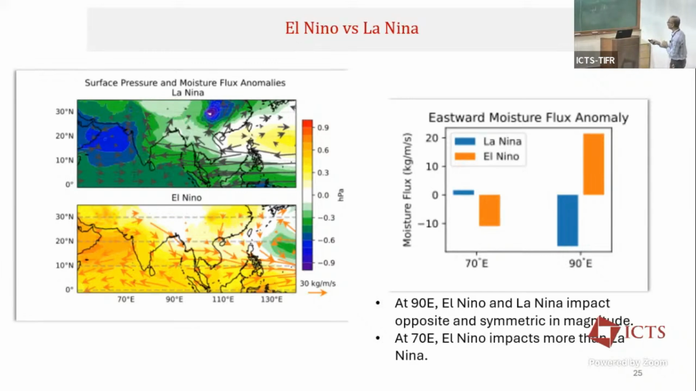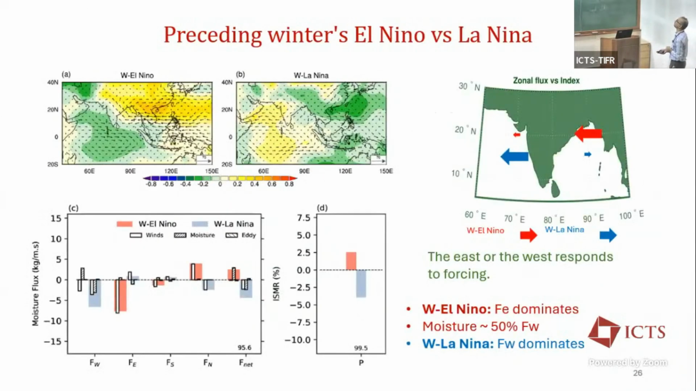So, my point is, look at the asymmetry in the flux convergence during El Ninos and La Ninas. Although in correlation analysis we look at them as symmetric, correlation does not capture the asymmetry. But in real life, there is a huge asymmetry between these two, at least in terms of the mechanism. So then how does the preceding winter's El Nino versus La Nina conditions impact this?